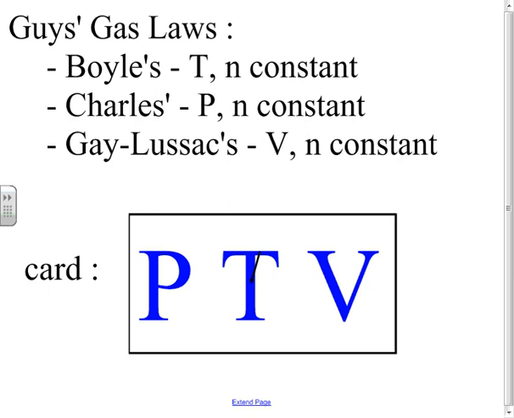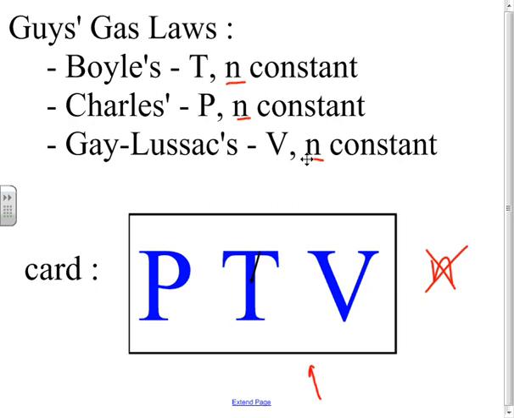Next three laws, Boyle's, Charles's, Gay-Lussac's, we can collectively call them the Guy's gas laws. And for all these gas laws, the number of moles are held constant. And there's a little device here. If you can imagine a card with PTV, note the alphabetical order on that. And that is excluding moles because moles are held constant for each of these. And with this device, we can describe the relationship between these three variables for Boyle's, Charles's, and Gay-Lussac's law.